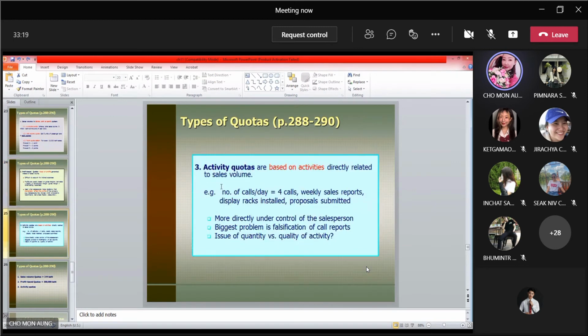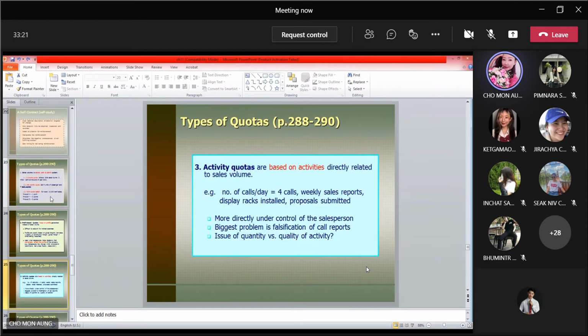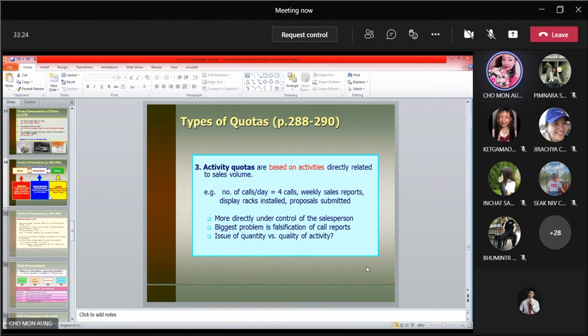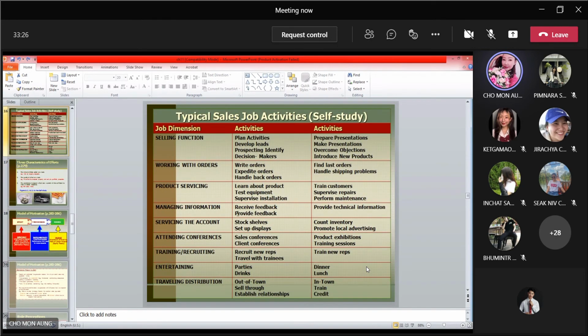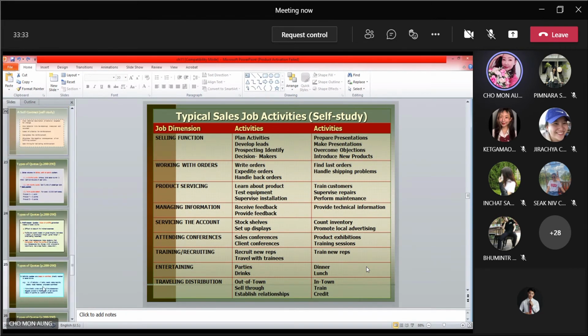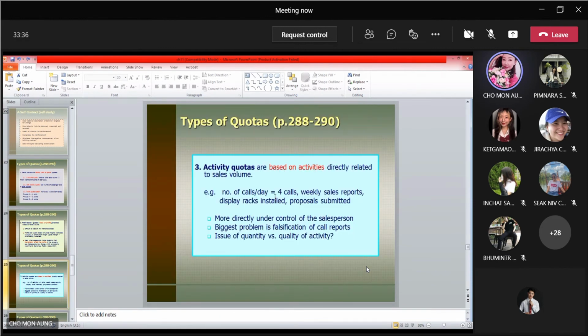Then the last one will be activity quotas. Activity quotas are based on the activities that they will have to perform. Here in the table, we saw already these are different activities that salespeople need to perform. Okay, so when we set the activity quota, we will come up with the numbers for each activity, how many times they have to perform. For example, number of calls per day. That means that every day they have to make at least 4 calls. Okay, they have to submit their weekly sales report.